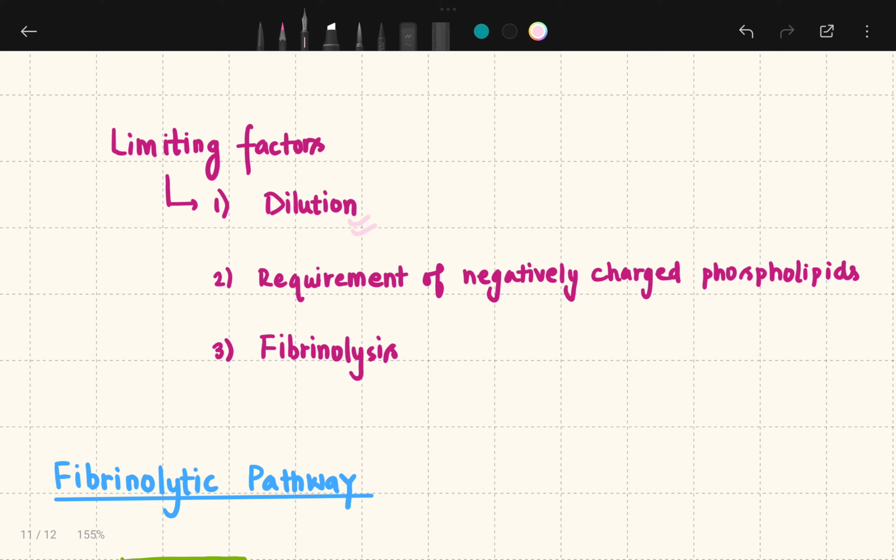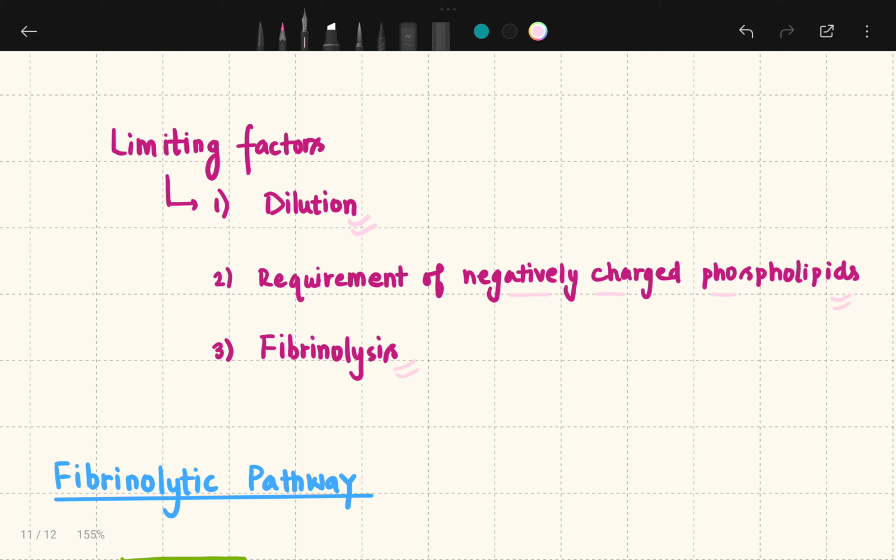The second limiting factor is the requirement of negatively charged phospholipids. As we discussed in coagulation, for platelet aggregation and activation there is a requirement for these negatively charged phospholipids. And if these negatively charged phospholipids get used up or exhausted, or we don't have them, it will become a limiting factor towards coagulation.